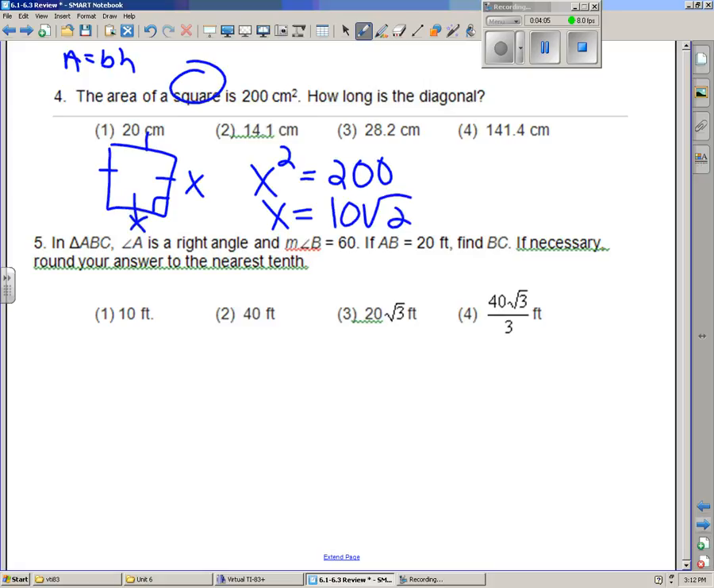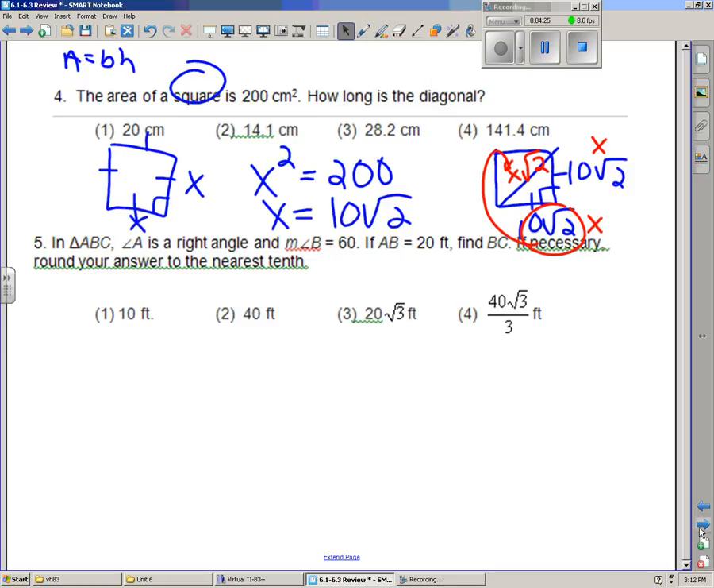So now I go back into my square and I say, well, if this is 10 rad 2, so is this. This now becomes a 45, 45, 90, in which the legs take x and the hypotenuse takes x rad 2. Well, if I want to plug in what x is into the hypotenuse, then what I'm doing is 10 rad 2 times rad 2 equals 10 times 2, or just 20. Choice 1.